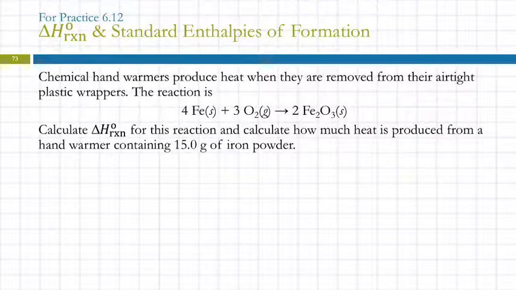Let's do another one. Chemical hand warmers. Talked about these at the beginning. They produce heat when they're removed from the airtight plastic wrappers, because you open the plastic wrapper and then air can get in, and air has oxygen in it. This is the reaction that's occurring. Iron is reacting with oxygen to form Fe2O3. Calculate the standard heat of reaction, and then calculate how much heat is produced from a hand warmer containing 15 grams of iron powder.